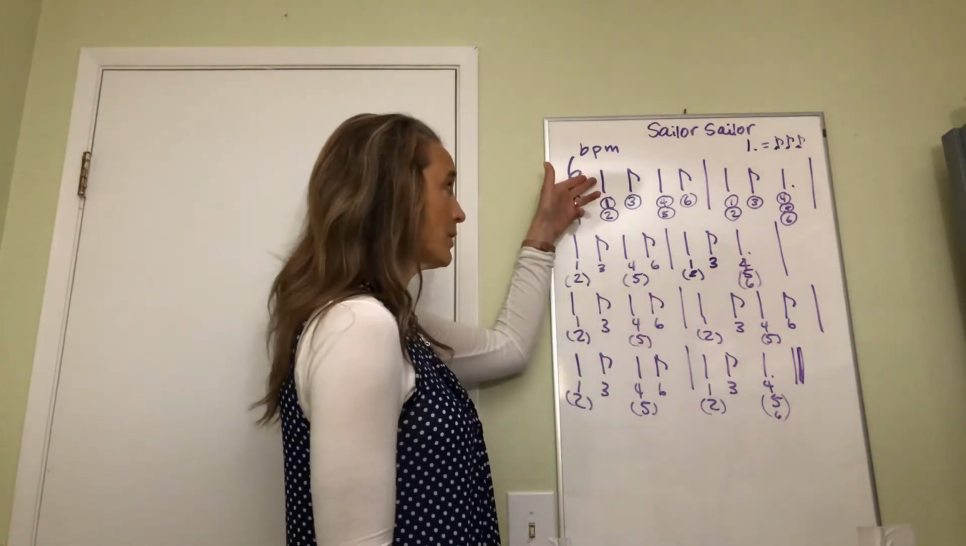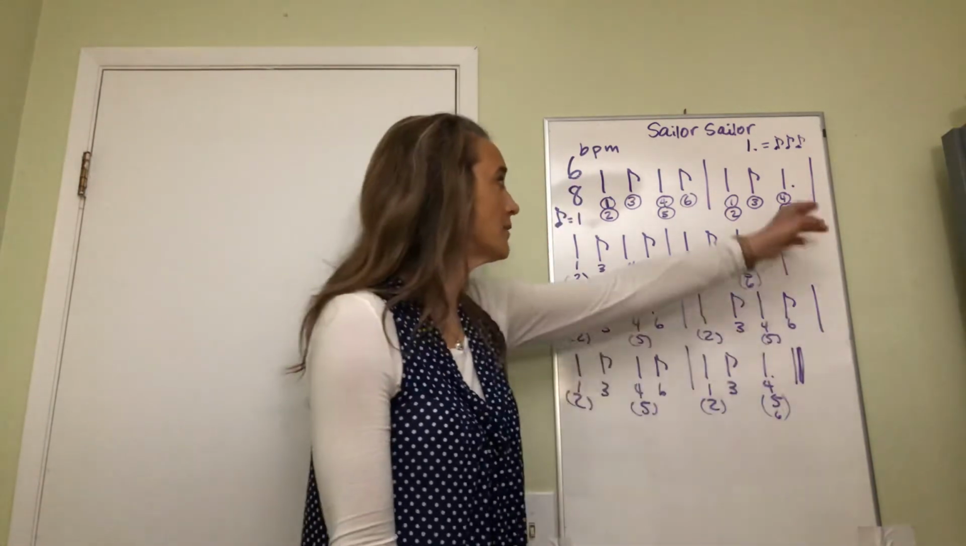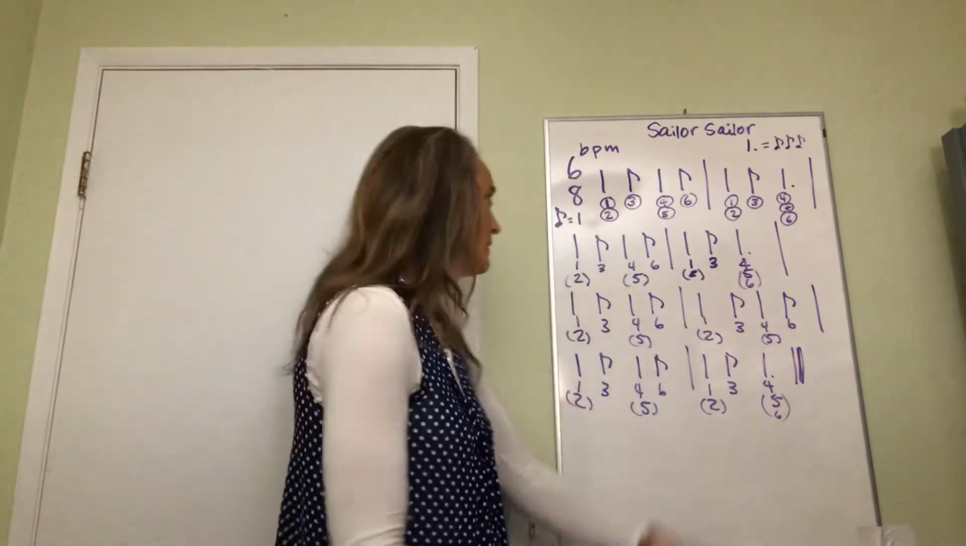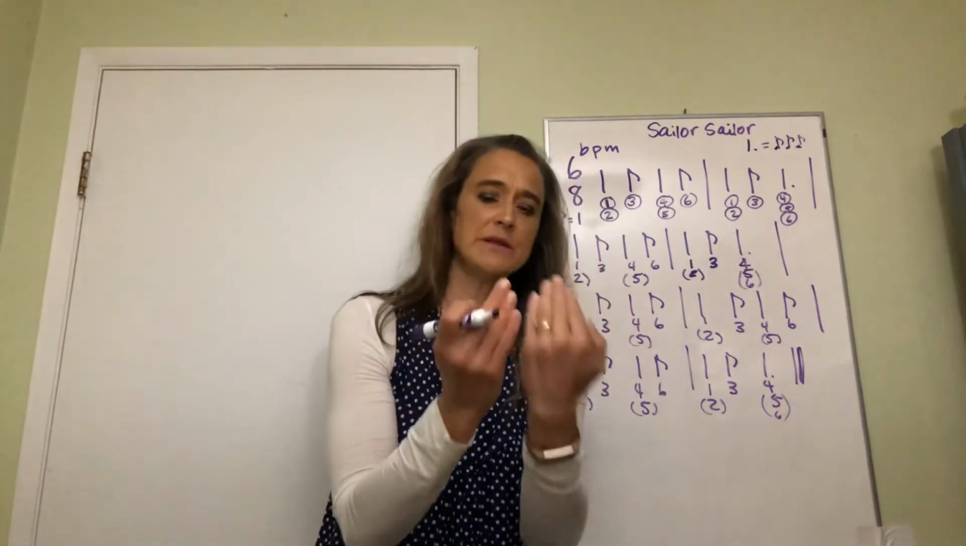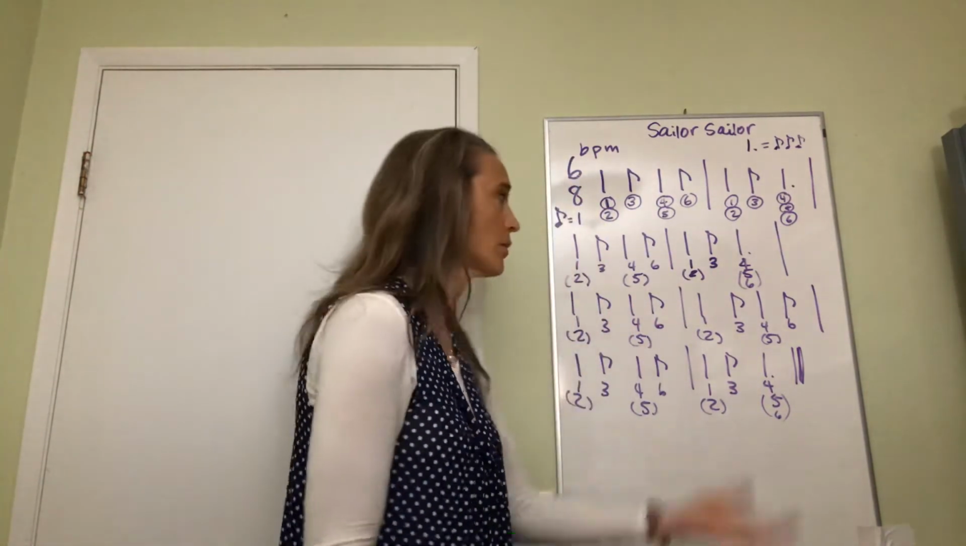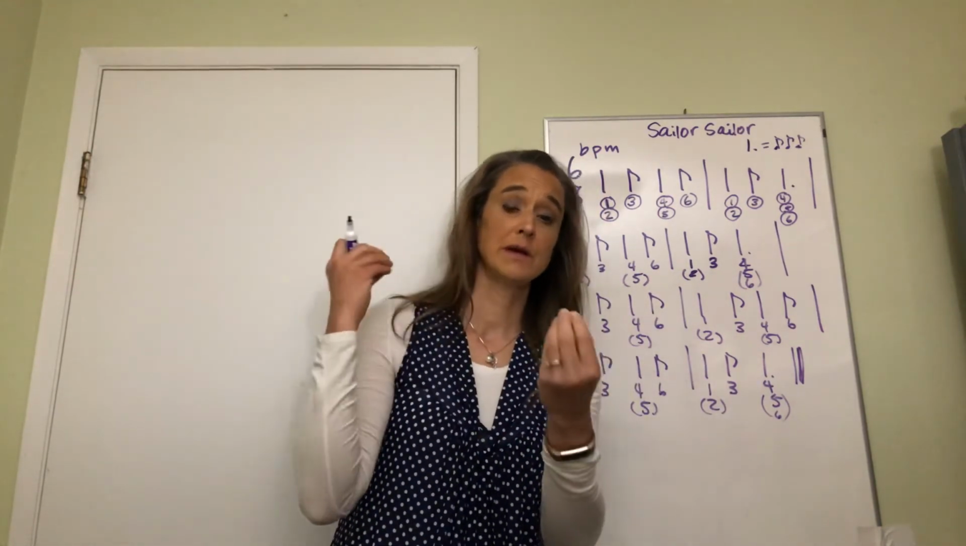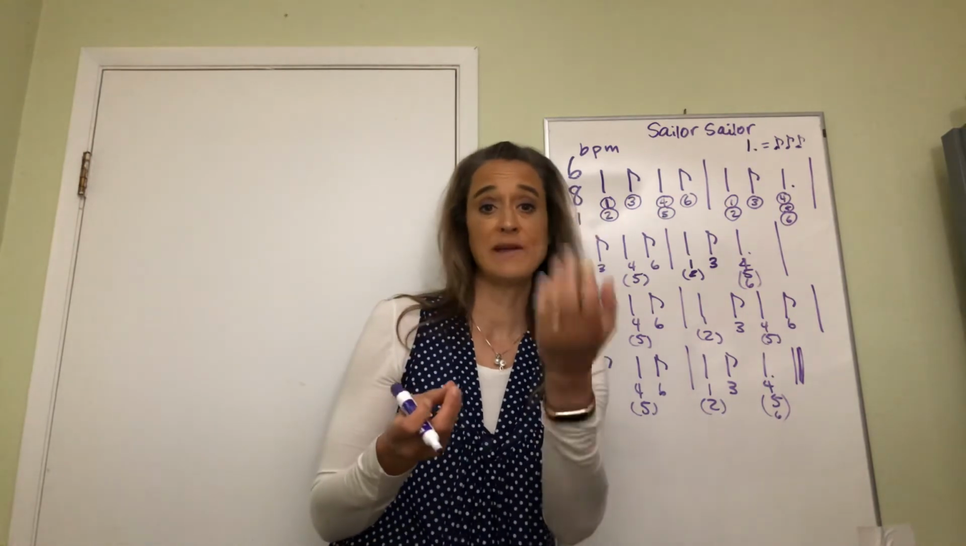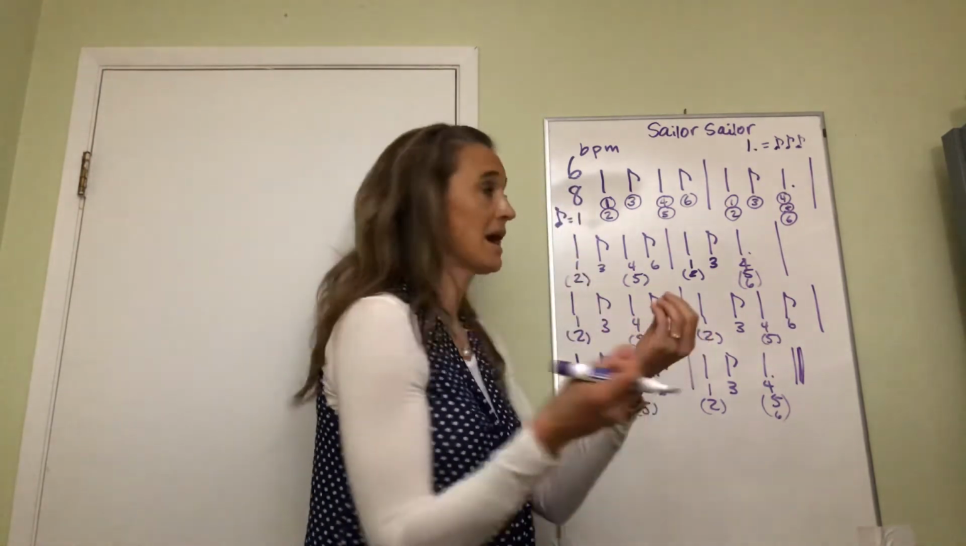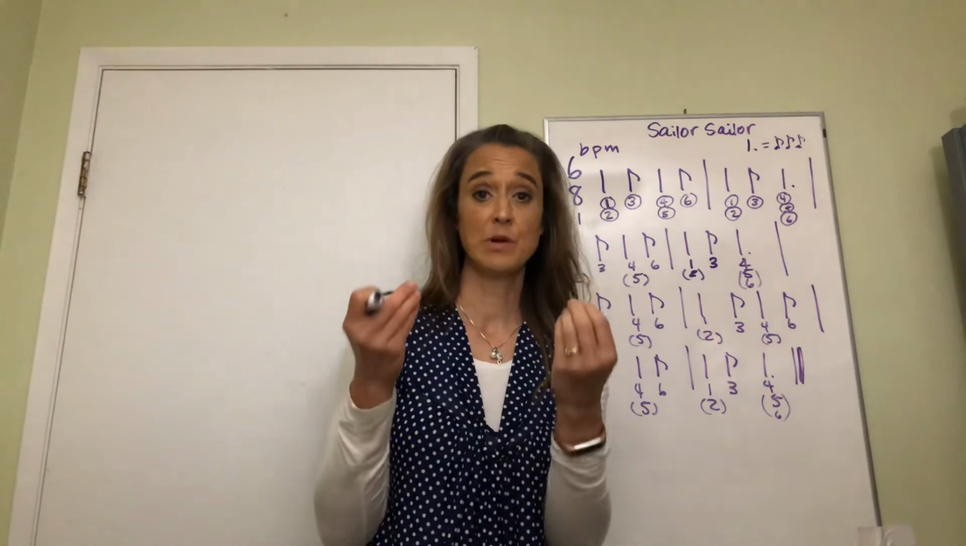Okay, so to review, the eighth note is worth one beat. That means that a quarter note is now worth two and a dotted quarter note is now worth three. So the relationships between the notes are the same. A quarter note is always going to be the same size compared to an eighth note. It's twice as big as an eighth note. But now an eighth note is one beat.